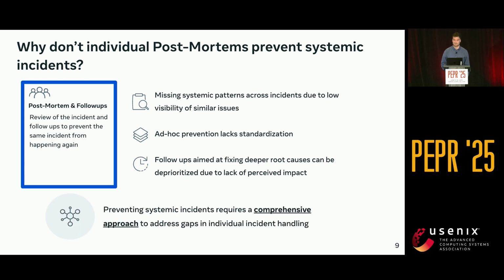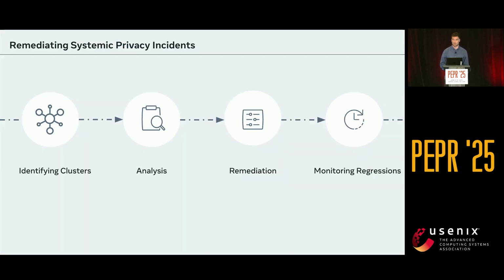So how can we efficiently find and prevent these systemic privacy incidents? We're addressing this problem by building processes and tooling to help close the gaps in individual incident handling. Our overall approach has 4 components: identifying clusters of privacy incidents, analyzing each cluster to identify underlying patterns, enabling efficient and clear remediation work streams, and automatically detecting regressions when new incidents occur.